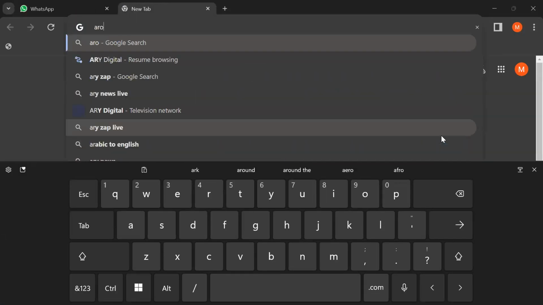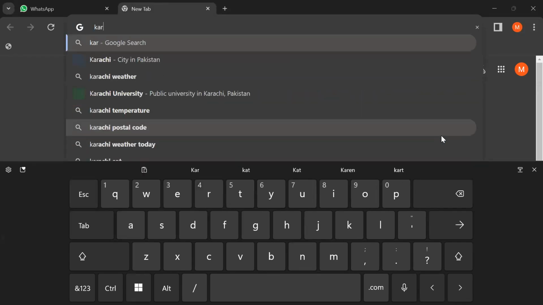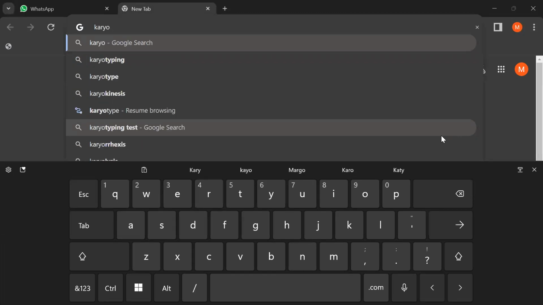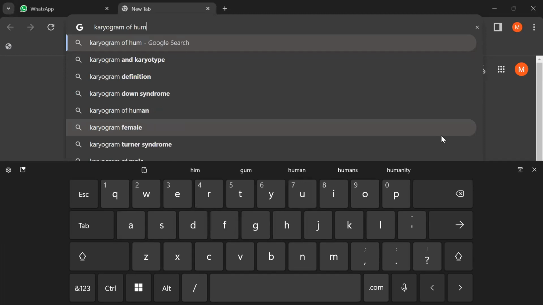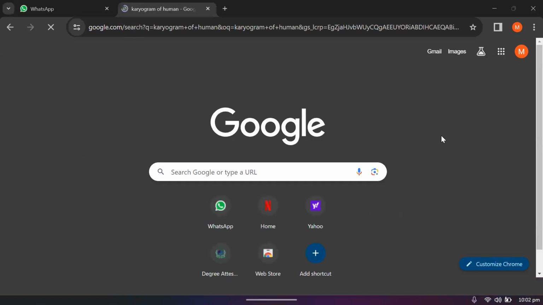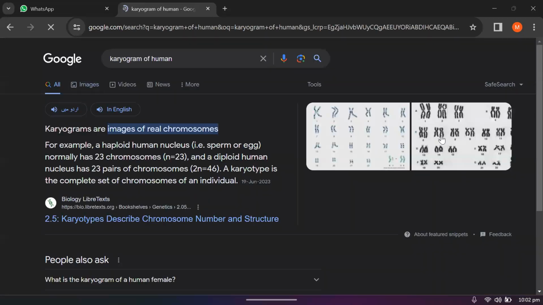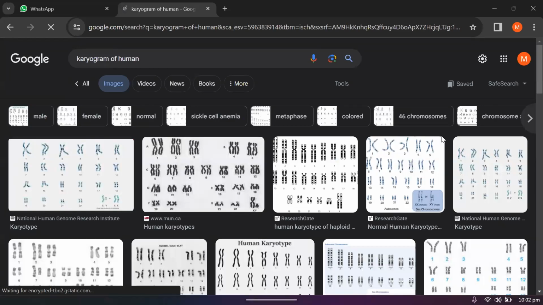the karyogram of human beings, right? For every different organism, we can have a different number of chromosomes, and we can have different karyograms, right? And if you see the karyogram of human beings, it will show you how we can determine the sex of an individual by looking at the karyogram. And this image is going to tell you whether this is a female or a male, right?